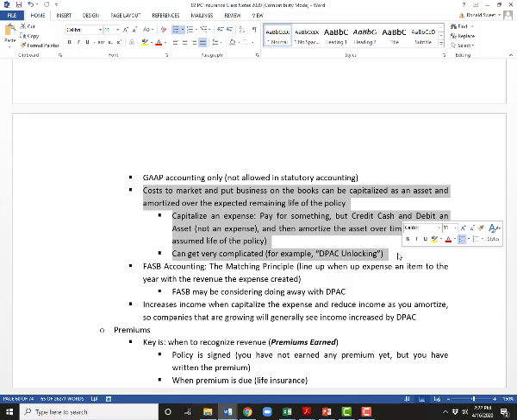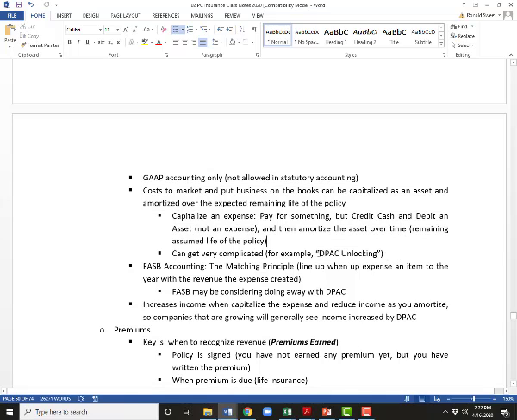And so what GAAP accounting allows them to do is take all those costs for putting the business on the books, and you can actually capitalize that as an asset. You don't have to expense it, and you amortize it over the remaining life of the policy. It is bizarre accounting, and there's something called DPAC unlocking that I won't explain. It's a bigger issue for life insurers and P&C insurers. I had a life insurance actuary explain it to me, and I understood it. And then 30 minutes after he left my office, I couldn't remember. It's just so complicated, but it is something only actuaries can do.